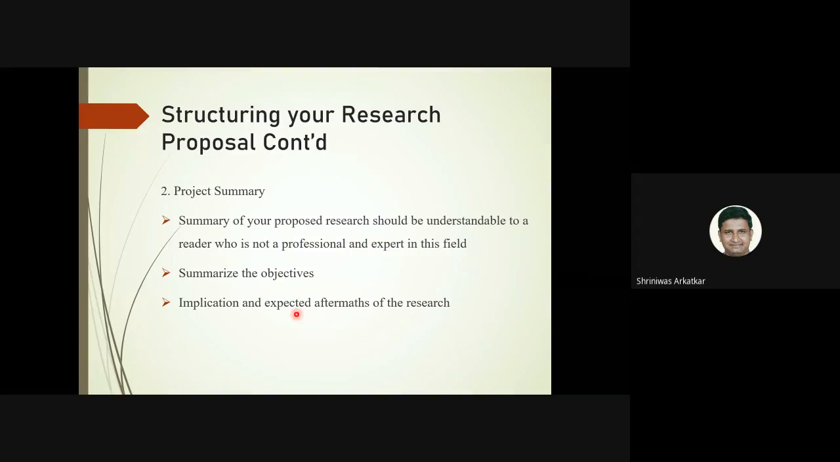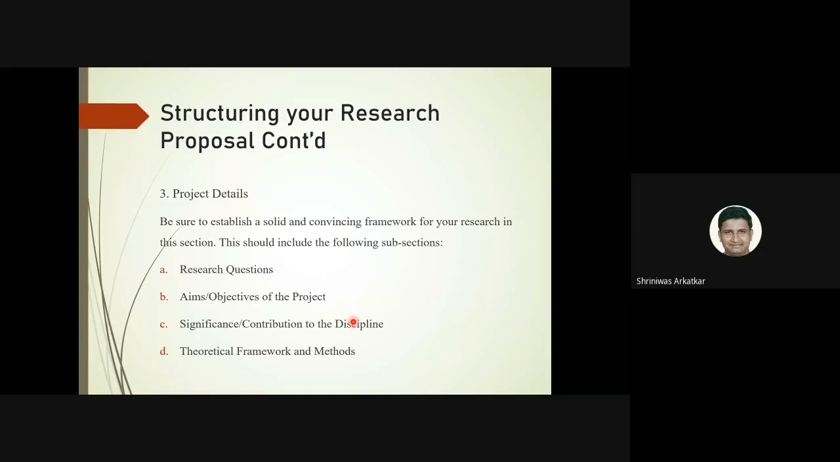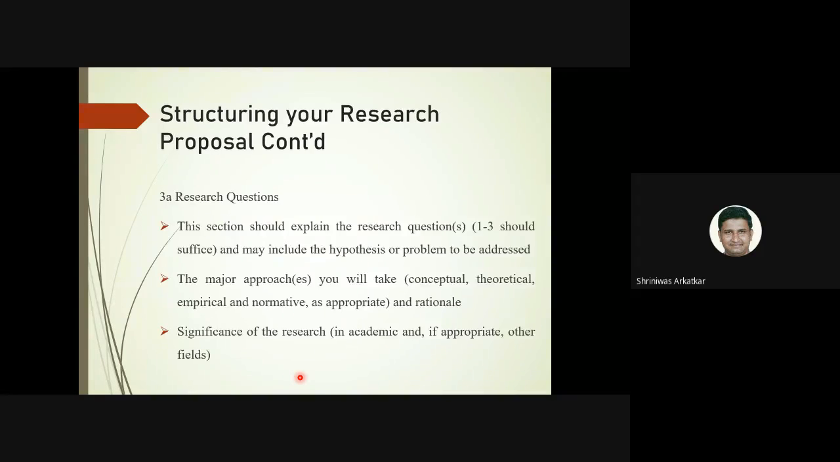What are the implications, expected aftermaths of the research, analytical techniques, right? Project details. We should have research questions, aims, objectives of project, significance, contribution to the discipline, what is the theoretical framework and methods to be done, and so on. So there may be 1 or 3 research questions, and from these research questions you are going to get some kind of objectives, and then you will tie up your results with these, finally to get some visible outcome.